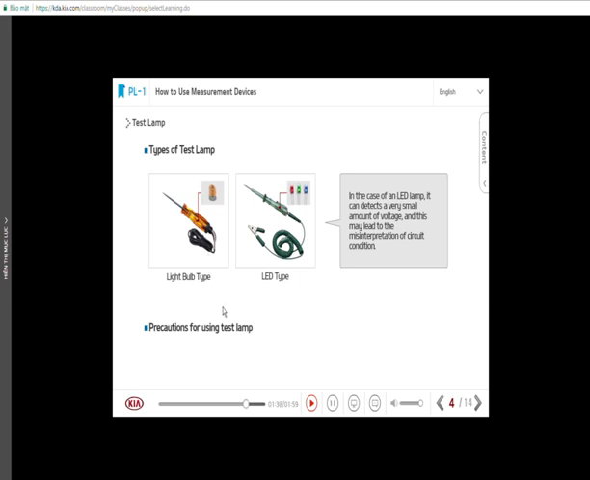What should you bear in mind when using such a test lamp? You need to check if there is anything wrong with the test lamp before measurement. Since the LED or light bulb has a finite life, you should check if the test lamp functions normally before measurement.